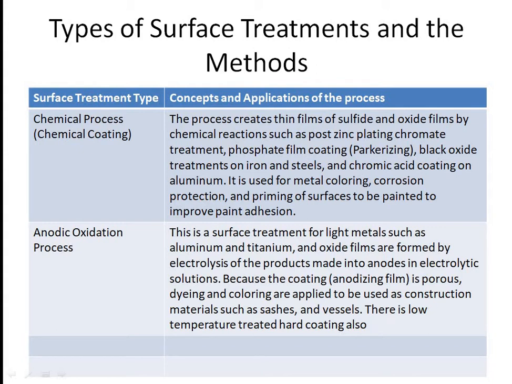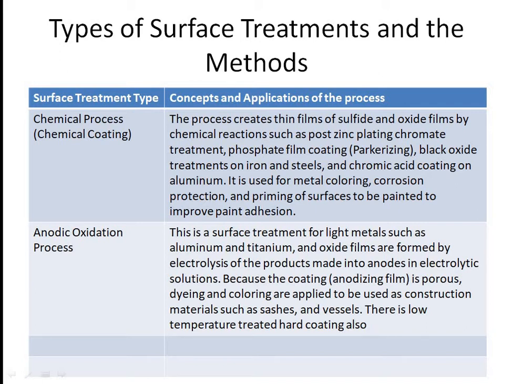So friends, we are just discussing only the meaning of these surface treatment types or processes. In detail, in the coming lectures, we will see one by one the detailed processing of these surface treatment types. In this lecture, we will just see the concepts and application of this surface treatment process. So chemical coating is nothing but creating a thin film of sulfide and oxide films by chemical reactions, maybe post-zinc plating chromate treatment or parkerizing, black oxide treatments on iron and steels, and chromic acid coating on aluminum.